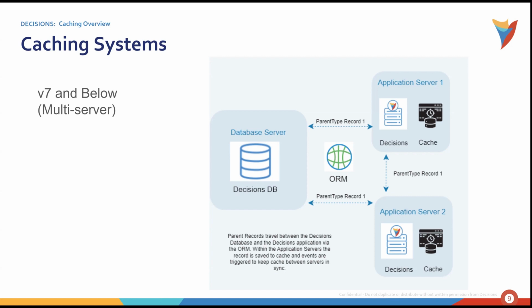Now let's see about caching systems. So here is one of the caching systems which was used during version 7 and below multi-server versions. Here, the parent record travels between the decisions database and the decisions application via the ORM within the application server. So the record is saved to cache and events are triggered to keep the cache between servers in sync.